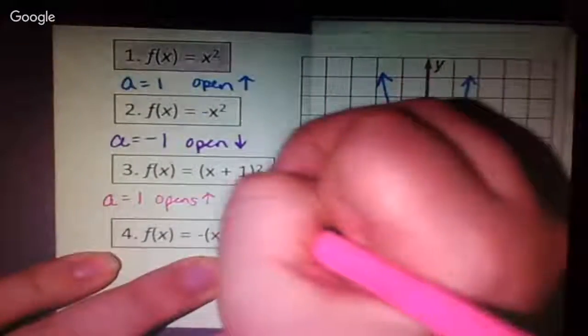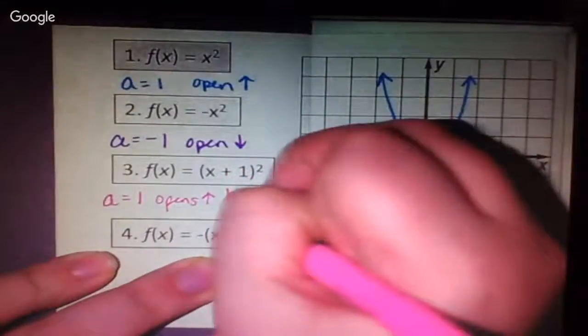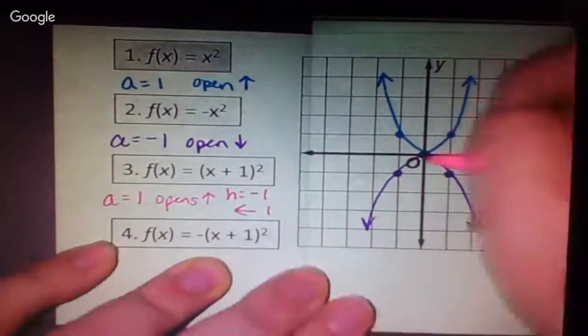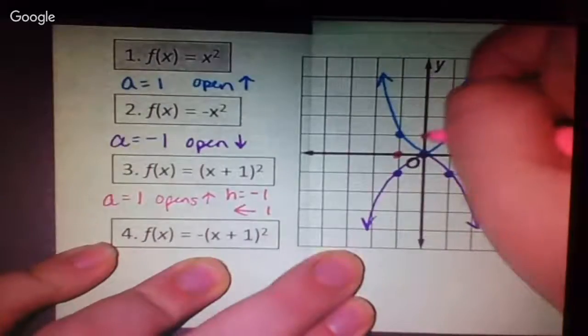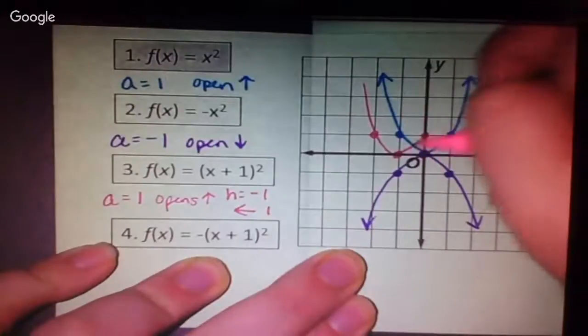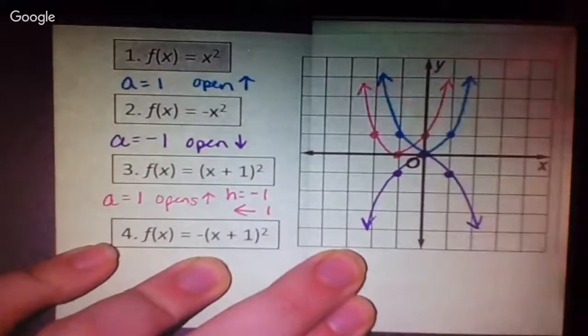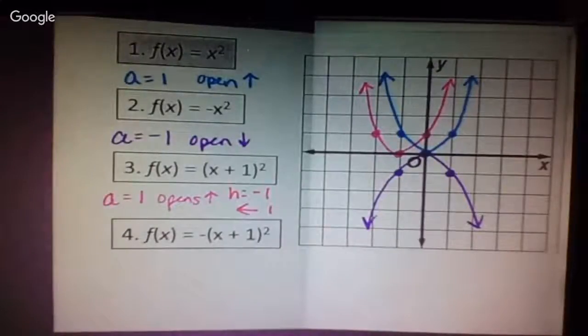Okay. So this means your h value is actually a -1. So we go to the left by 1. So all that's happening is I'm moving to the left by 1, and it goes upwards. So it looks like this. Does the next one go to the right by 1? Does the bottom one go to the right by 1? Mm-mm. Still goes to the left. What's the difference between number 3 and number 4? It opens down.